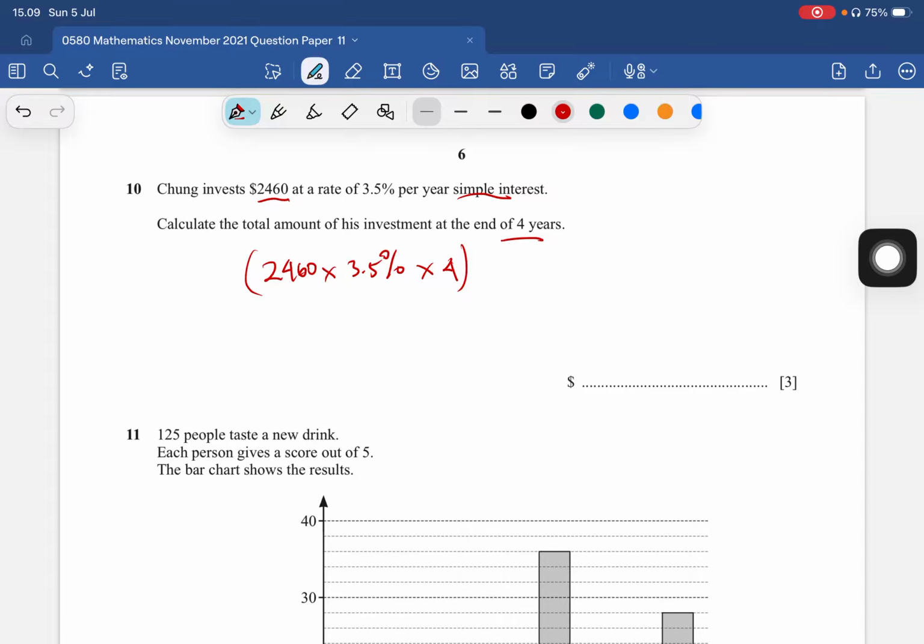Let's calculate it. 2,460 we multiply by 3.5%, and we multiply by 4. At the end, the investment money is added, so 344.4 plus 2,460. So you get the final answer $2,804.4.